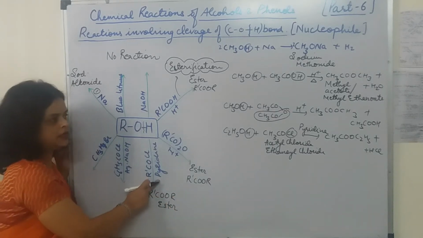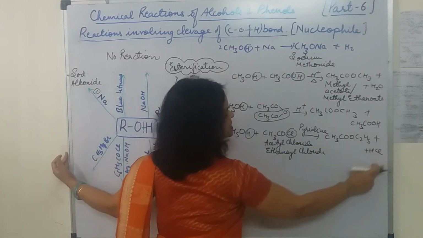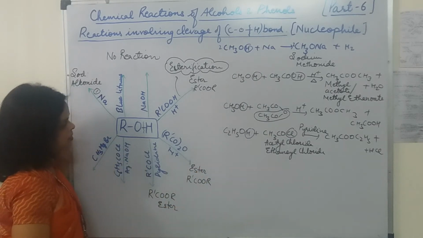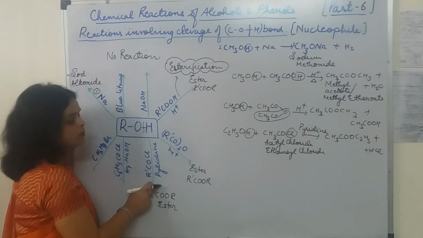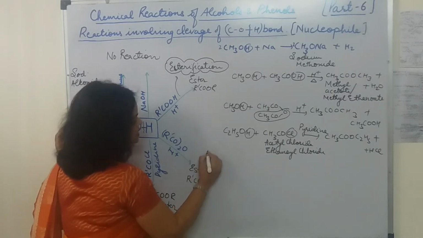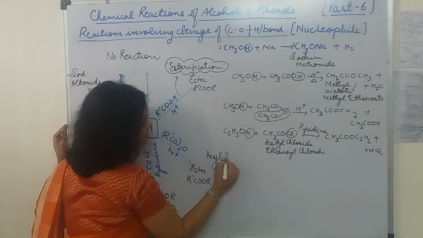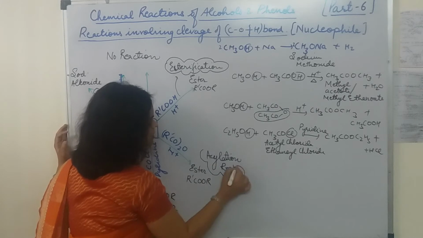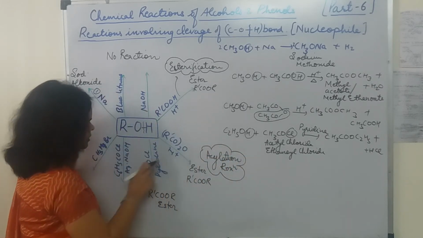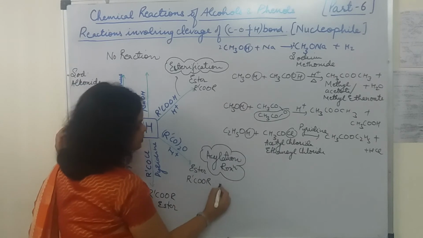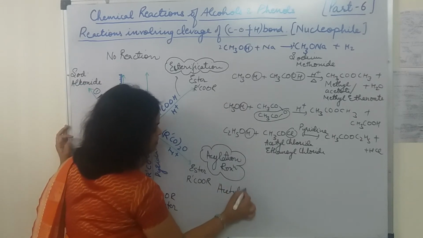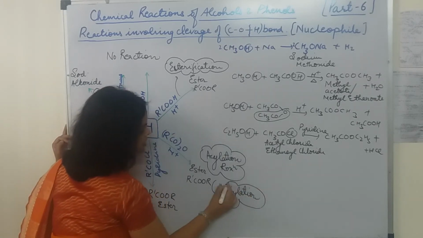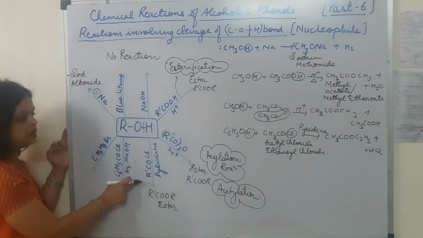Now what is the role of this pyridine? This pyridine combines with HCl. This pyridine continuously removes the HCl, and it is taking the reaction in the forward direction. Students, in this and this reaction, both the acyl group is introduced, so these are also called acylation reactions. And if you are using acetic anhydride or acetyl chloride, that is also called acetylation.